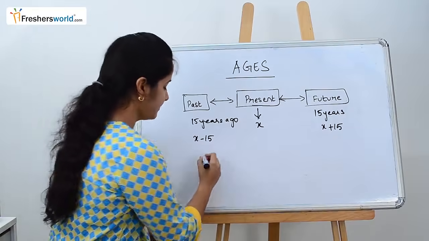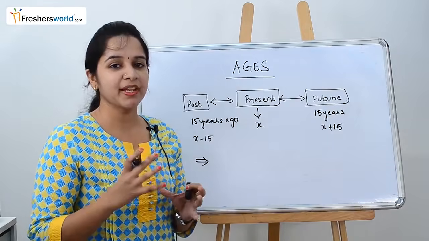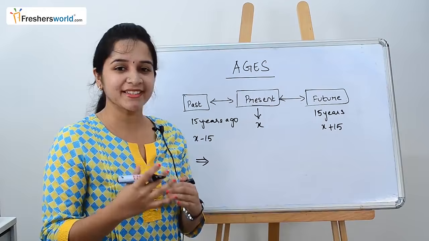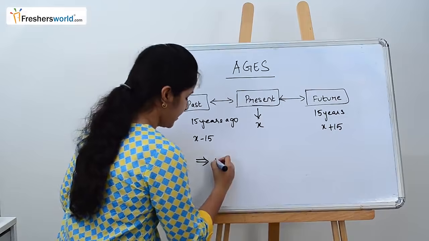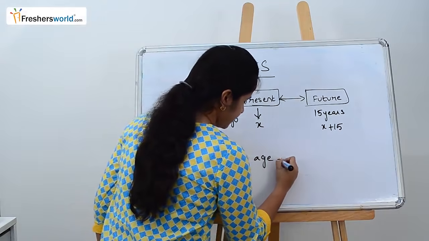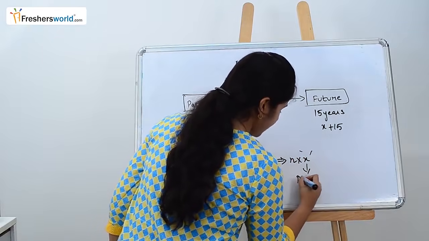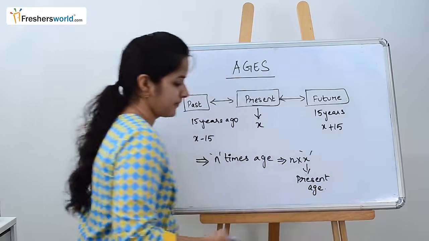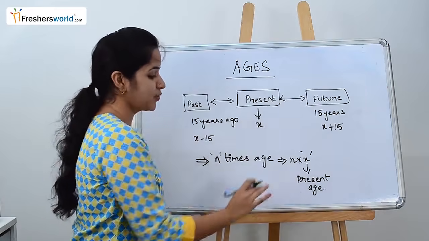Similarly, they will also ask in the question about ages multiplied by a number n, like n times Ram's age, or x times Sita's age, or something like that. You always need to multiply. N times the age is nothing but n into x, where x is the present age that they would have given. So to solve any ages problem, these 4 concepts should be very clear.